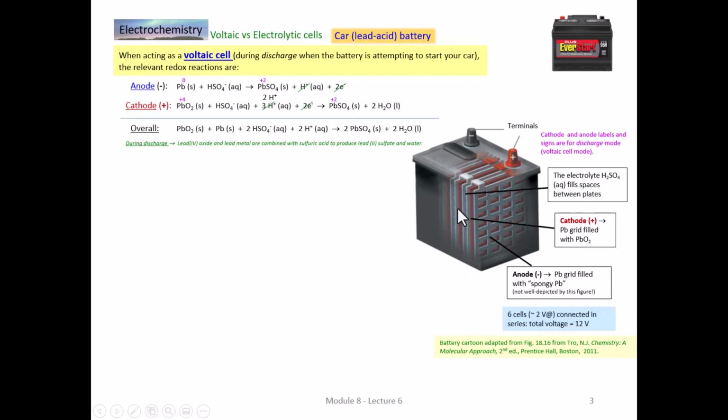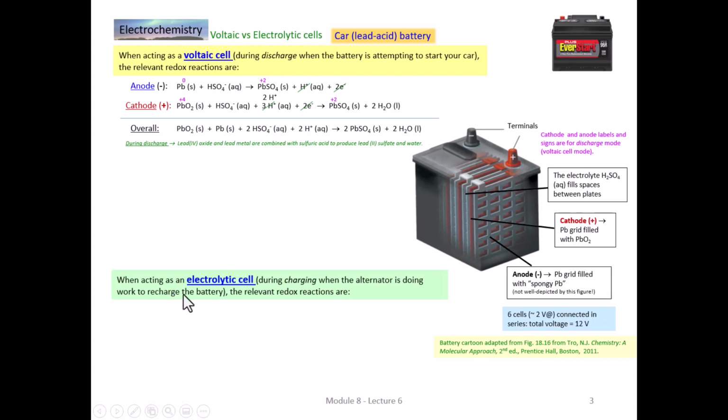If you have 6 cells, and what we mean by a cell would be a pair of lead grids filled with spongy lead paired up with a lead grid filled with lead dioxide, each one produces about 2 volts in discharge mode, and if you connect 6 of them in electrical connection called a series connection, you get a total voltage of 12 volts.